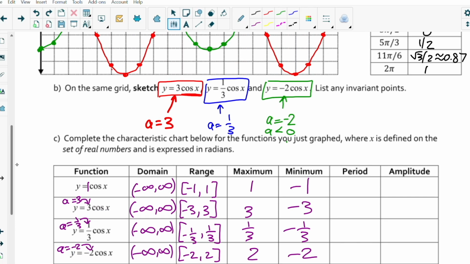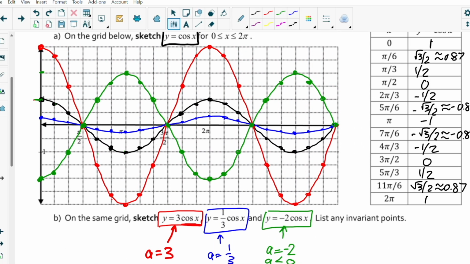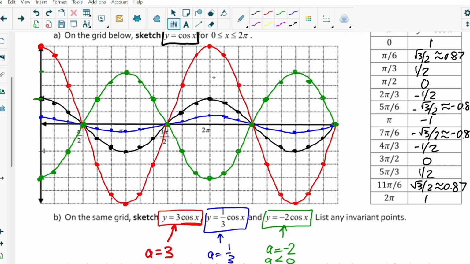What about the period? Let's go back up here. When I look at the period, folks, on any of these, I'll do the cosine one first. I start here. I need to complete one full cycle. That's half of an up cycle, one full down cycle, and then half of another up cycle. Well, I end up at 2 pi. So 2 pi is the period. Let's check another one. If I start with the red one, y equals 3 cosine of x, half of an up cycle, a full down cycle, and then half of the other part of the up cycle, that's still 2 pi.